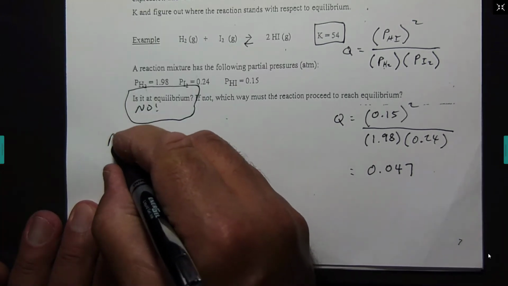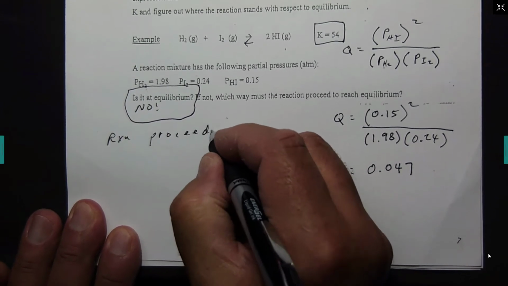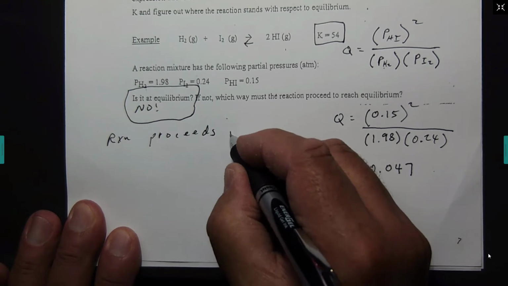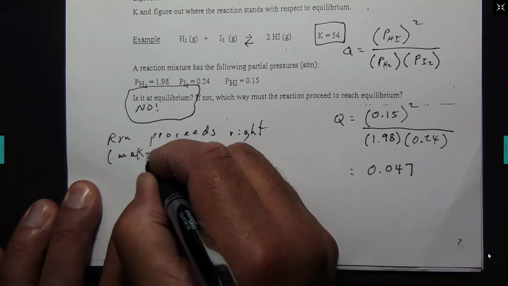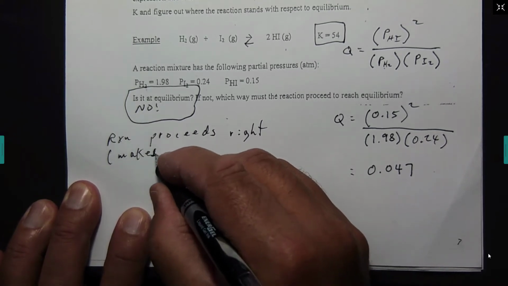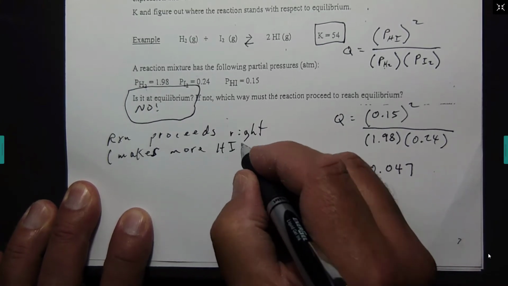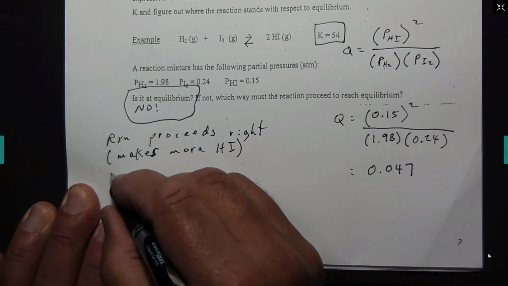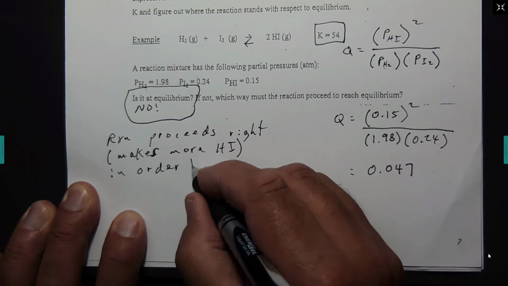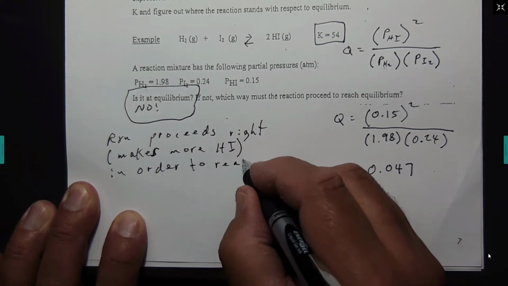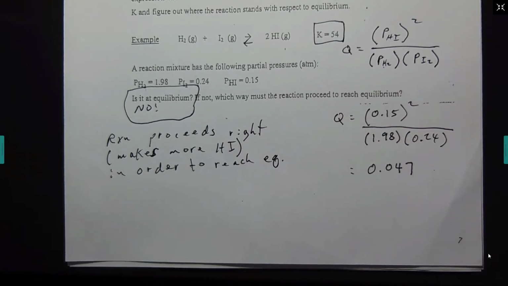So the reaction proceeds to the right, makes more HI in order to reach equilibrium. So the forward reaction is going to predominate.